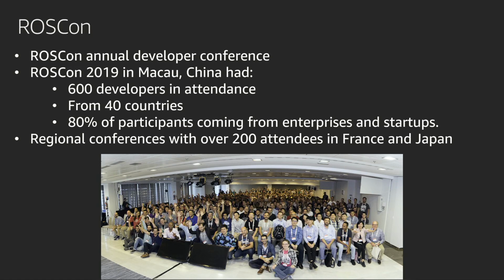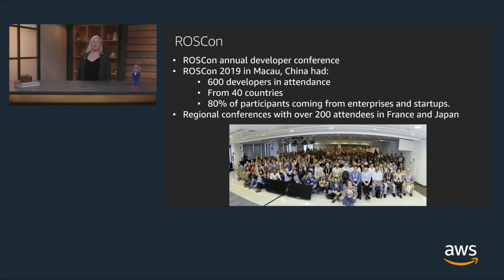Open Robotics also sponsors ROSCon. ROSCon is our annual developers conference. This year it was in Macau, China, and we had close to 600 developers in attendance. These developers came from over 40 countries, with 80% of them coming from enterprises and startups. We also help to enable regional groups to have their own regional conferences in their native languages.